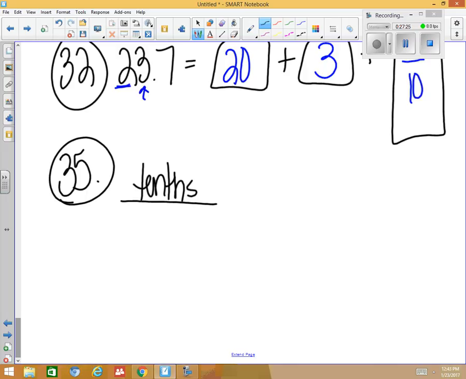So its value. What's its value? How much? So how much is 6 tenths worth? Say it. 6 tenths. 6 out of 10, right?